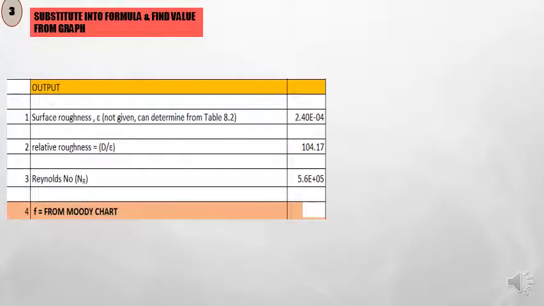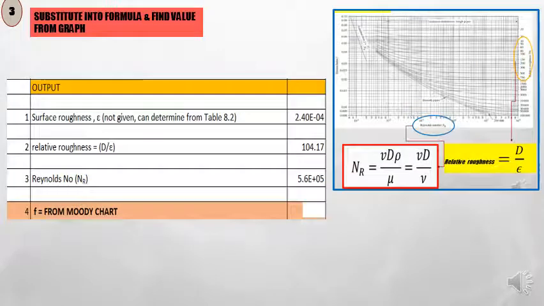Okay, so you can just substitute into the formula. Okay, so this is actually the output from the calculation. Okay, well, it may be quite confusing because from the question, the given value of viscosity is actually the kinematic viscosity. Okay, but here is actually dynamic viscosity. So this one is actually dynamic viscosity. Okay, don't be confused. It's actually like this.